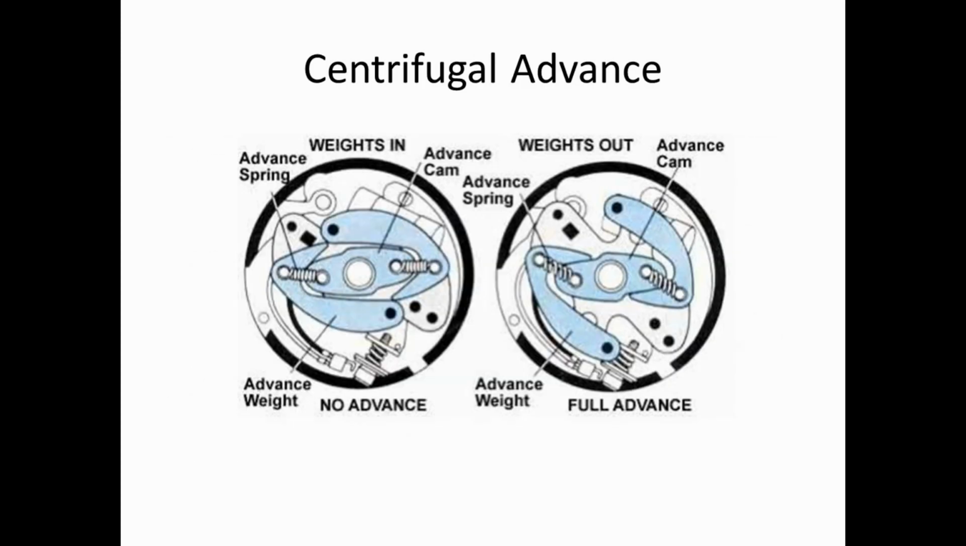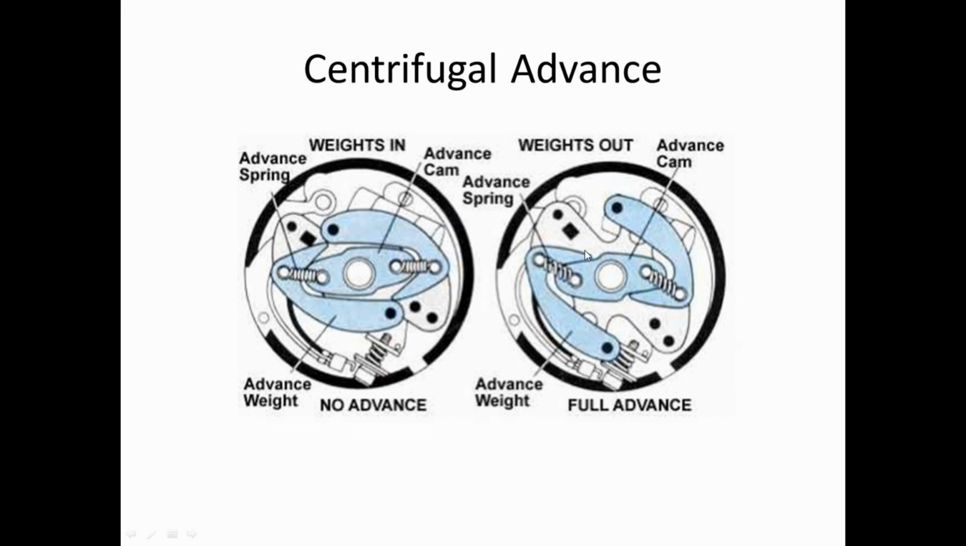So this is a centrifugal advance cutaway here. In this case, we have no advance because our weights are all the way in. Our springs have pulled our weights all the way back. So this is kind of in low RPM. This advance cam is what rotates when engine RPM increases and these weights pull out. As the weights pull out, the cam moves. As you can see here, with our weights fully extended, our advance cam will actually rotate, and that gives us our timing advance. So this is in full advance configuration.